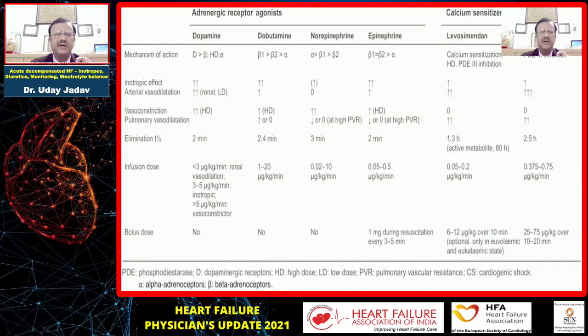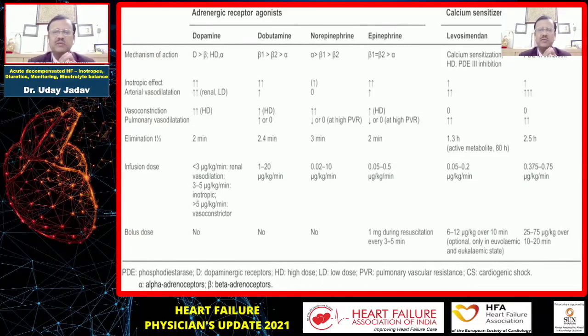The arterial vasodilation is excellent with levosimendan and with the phosphodiesterase inhibitors. The pulmonary vasodilatation is not really substantial at all, or may even be reduced with your dopamine and dobutamine and the norepinephrine and epinephrine infusions.